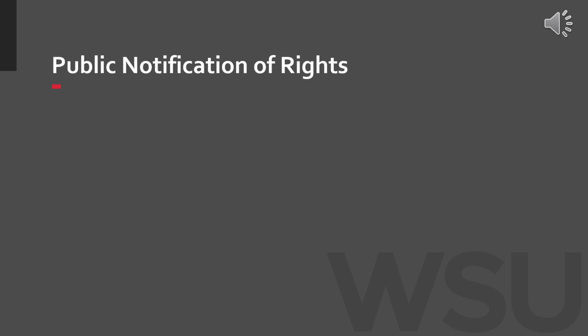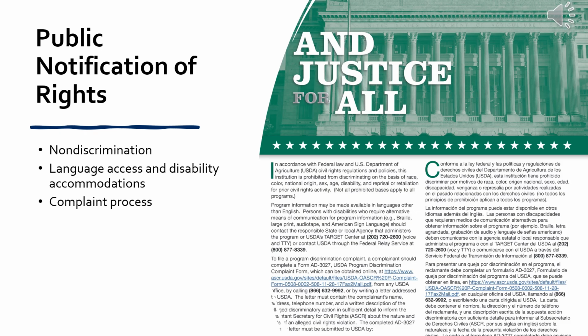Let's begin with Extension's obligation to notify the public of their rights. By law, we must let the public know that Extension is an equal opportunity provider that does not discriminate. We are required to prominently display the "And Justice for All" posters shown here, wherever Extension work is carried out, including local Extension offices and other locations where programs are delivered. The green version on the screen is for all other Extension programming.